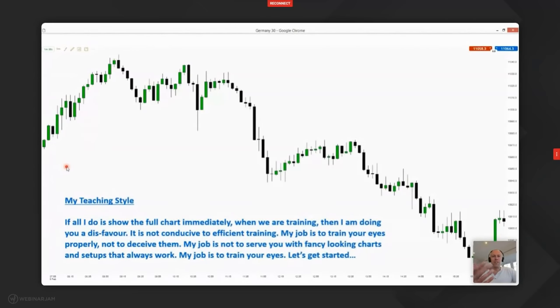When I give a presentation like this on a web seminar or in person at a conference or show, I notice that other speakers will often show you the full picture. They will show you the full chart, and then they will say, "And I sold there," or "I covered my short position there," or "I sold short there," and then they'll explain to you why.